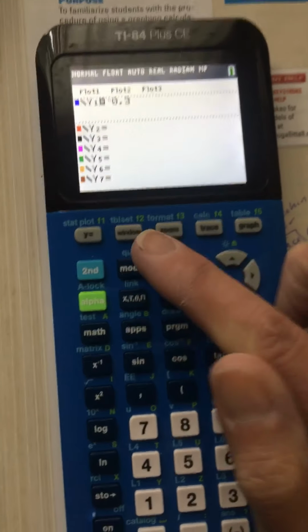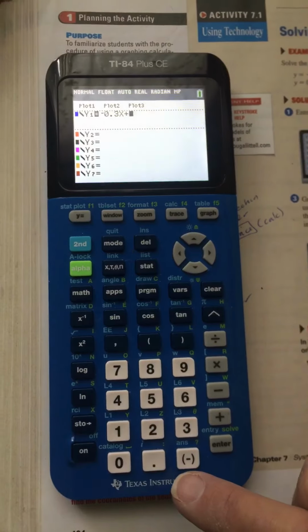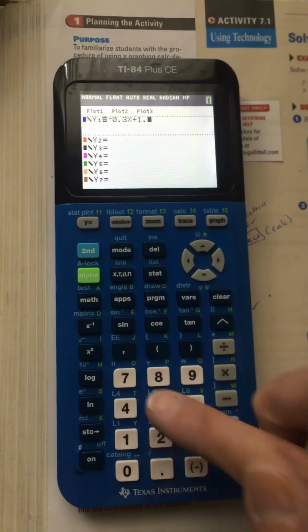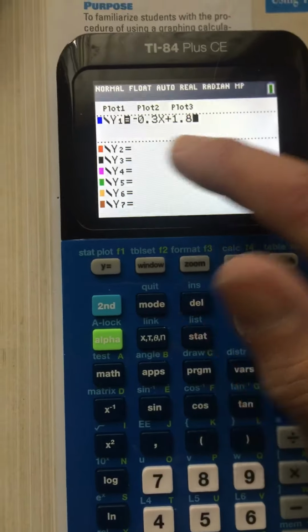Negative 0.3x. So the point is right there, and the button for x is that one, X, T, theta, that one right there. That's your x button. And see, put it up there. Now we do plus, back up where you can see what I'm doing, 1.8. Now, it doesn't matter if these are in proper order with x's before bare numbers. Your calculator doesn't care about etiquette.